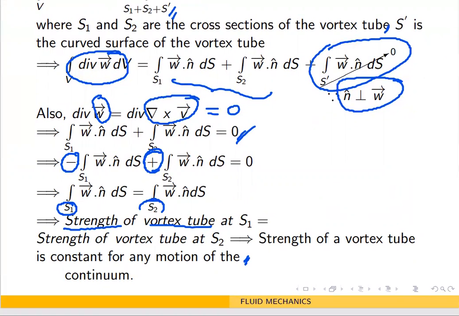Whereas the strength of a stream tube is constant only for isochoric motion. For isochoric motion, we get divergence of velocity equal to 0. That is fine. There is a condition for the strength of the stream tube to be constant, whereas the strength of a vortex tube is always constant for any motion of the continuum.